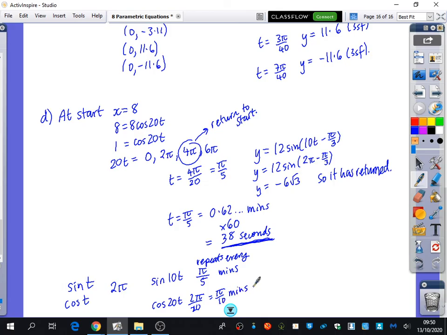So this is now the bit that's a conceptual thing, here just to try and stretch you if you're aiming for these top grades and to think about how these graphs are working. If the y coordinate is repeating every pi over 5 minutes, and the x coordinate is repeating every pi over 10 minutes, when will they both have repeated and be at the same point at the same time? So this one is going every pi over 10, this one every pi over 5. You can think about this as 0.1 pi, and this one as 0.2 pi. At what point will they both have repeated at the same time?